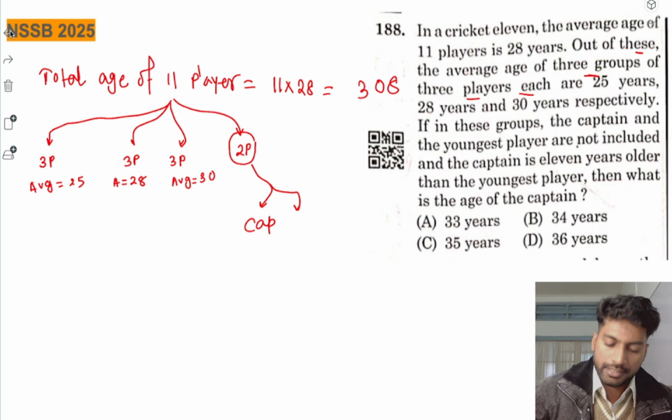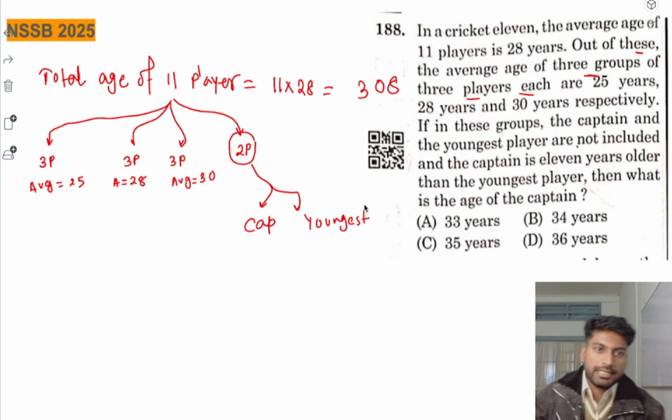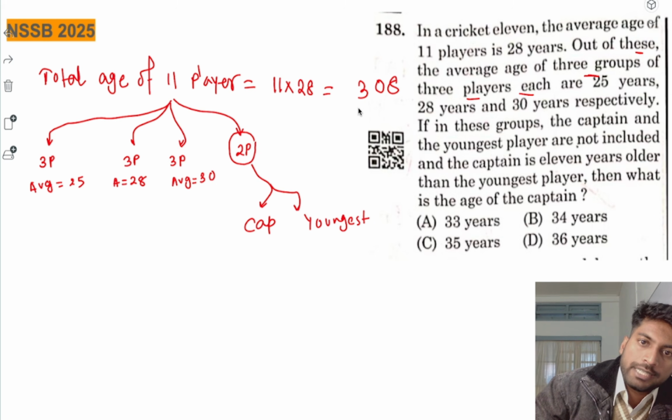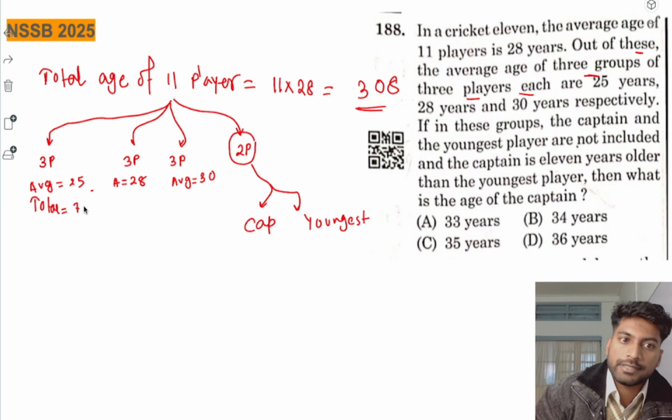Captain and the youngest player are there. Okay, so we don't know the age of the captain and the youngest player, but we know the total age of 11 players, and we know that for 3 players the average is 25, so the total age will be 75. Why? 25 into 3, that is 75.